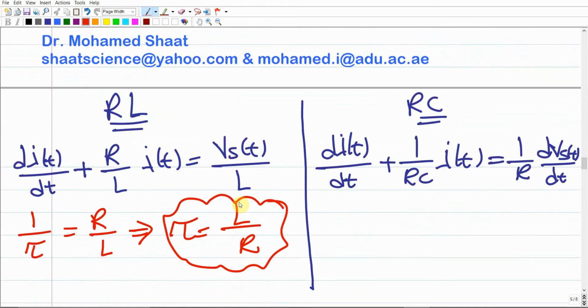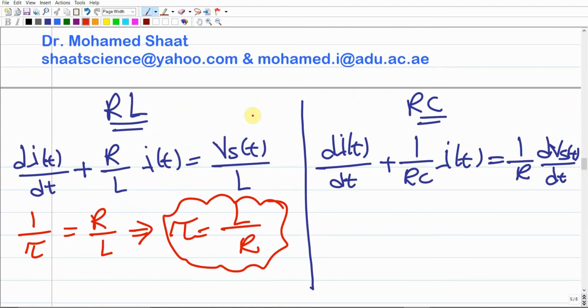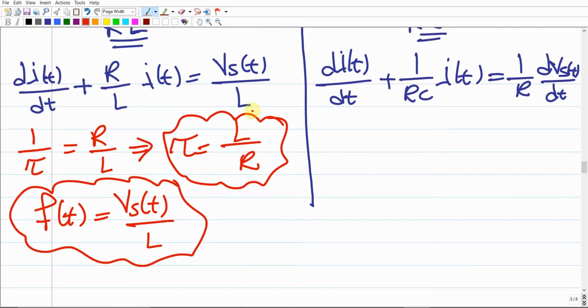How about the right-hand side? It is F of t. So we conclude that Vs over L gives F of t. Generally, the forcing term for the RL circuit is Vs of t divided by L. Very simple. Just compare the two equations and you specify how much tau is and how much F is, in terms of the voltage source, the inductance of the inductor, and the capacitance.